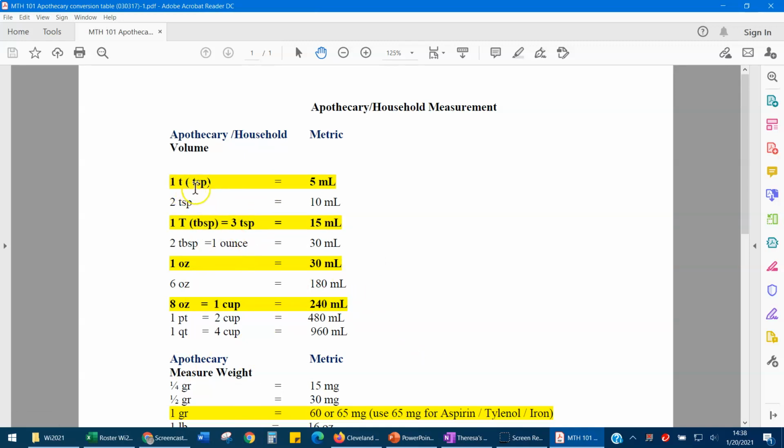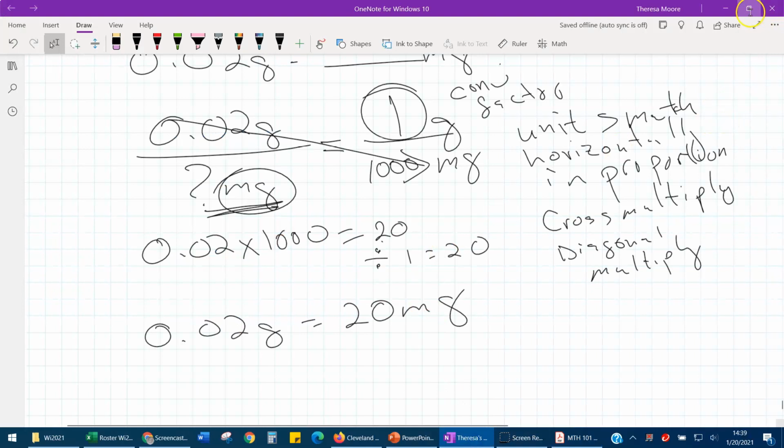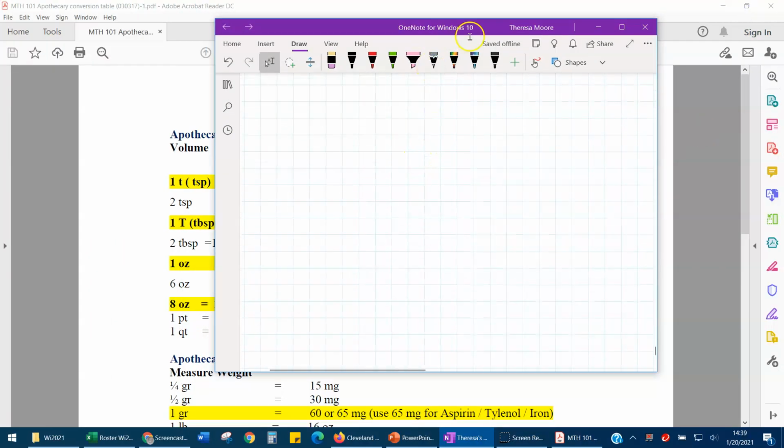So remember, lowercase t or lowercase tsp, those both mean teaspoon. Capital T or TBSP mean tablespoon. So in order to do the conversions between your household and your metric system, you have to have these memorized. So let's look at a few.